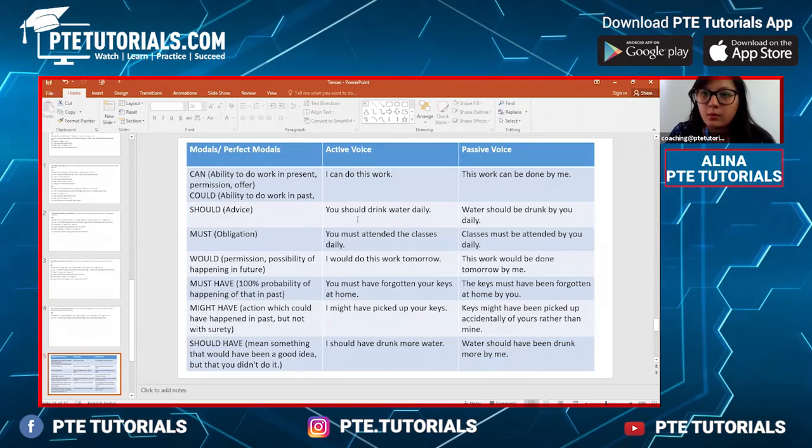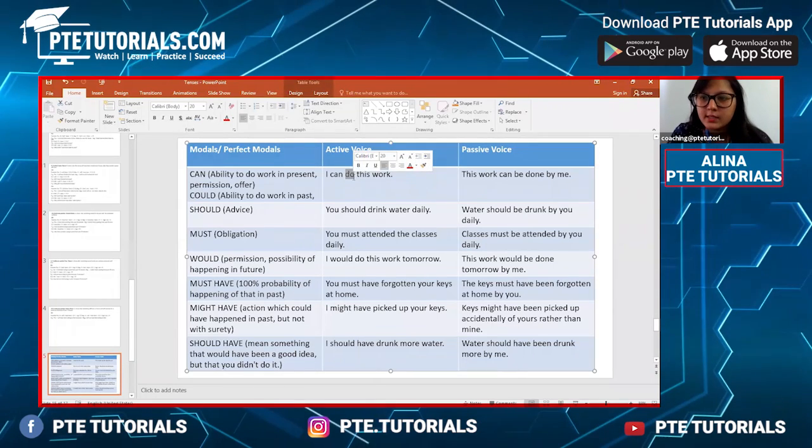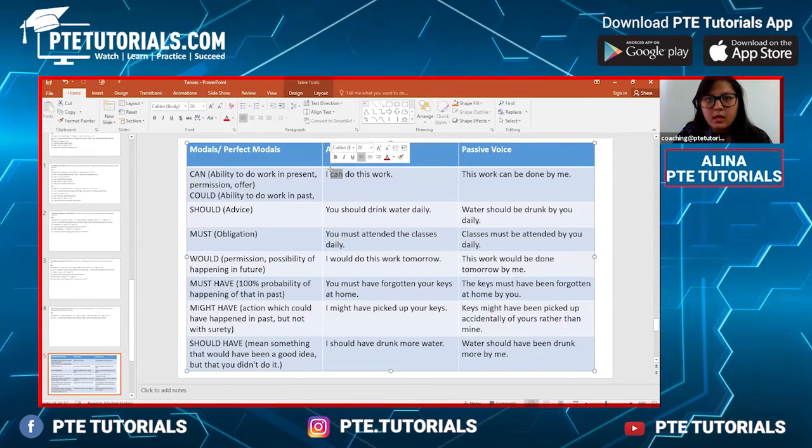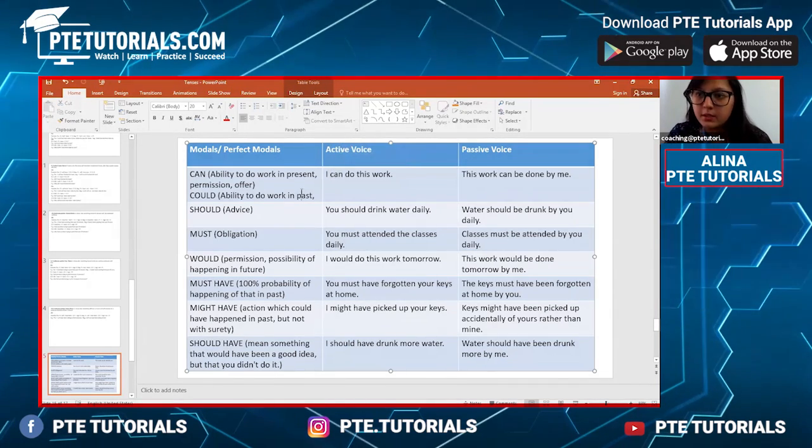Now there are modals. What are modals? Helping verbs, you can say. These are the verbs which are used to form a sentence along with the verb which is already there in the sentence. Over here the verb is do, as in I can do this work. Do is an activity, this is already a verb, but another helping verb or modal, can, is used as well. Can is used for the ability of doing work in present. I can do this work, which means I have that ability in present. I can speak, which means I have the ability of speaking right now.